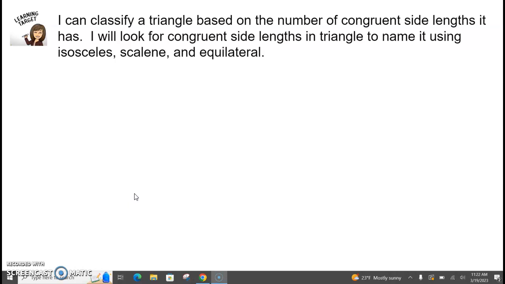So our learning target today is I can classify a triangle based on the number of congruent side lengths it has. I will look for congruent side lengths in triangles to name it using isosceles, scalene, and equilateral.